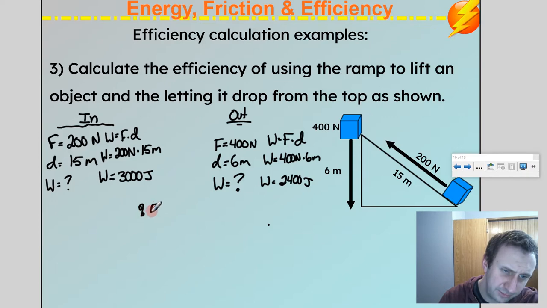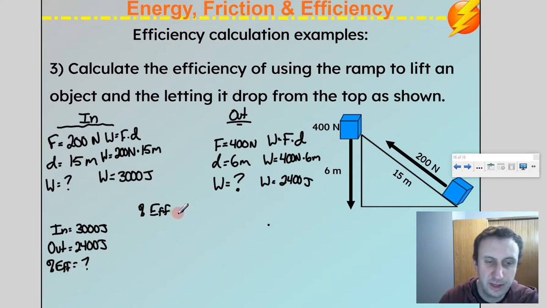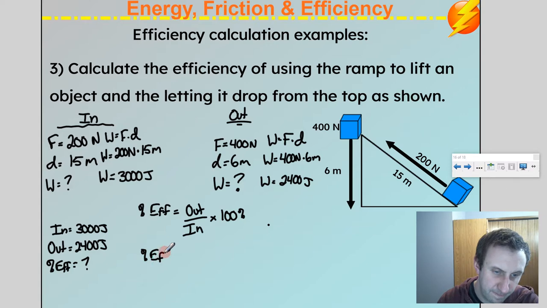So now I can calculate the percent efficiency for this. So I have my input, which is 3,000 joules. I have my output, which is 2,400 joules. And I'm trying to find my percent efficiency. So that's my question mark. Percent efficiency is equal to out divided by in times 100%. So I have percent efficiency is equal to 2,400 joules divided by 3,000 joules times 100.